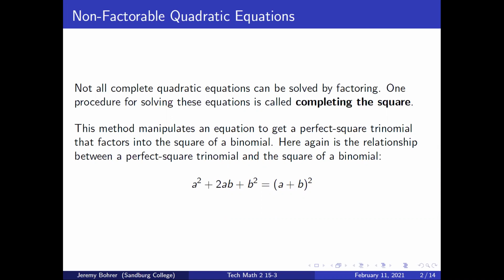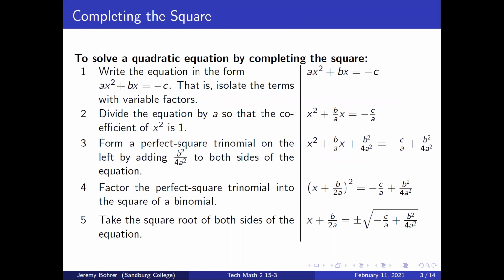Here again is the relationship between a perfect square trinomial and the square of a binomial: a squared plus 2ab plus b squared equals (a plus b) squared. To solve a quadratic equation by completing the square, I'm going to do a step on the left, and on the right, I will give an example. First, we write the equation in the form ax squared plus bx equals negative c. That is, we isolate the terms with variable factors. Then we divide the equation by a so that the coefficient of x squared is 1.